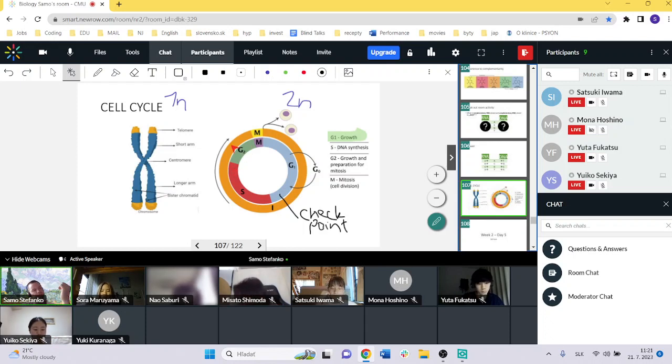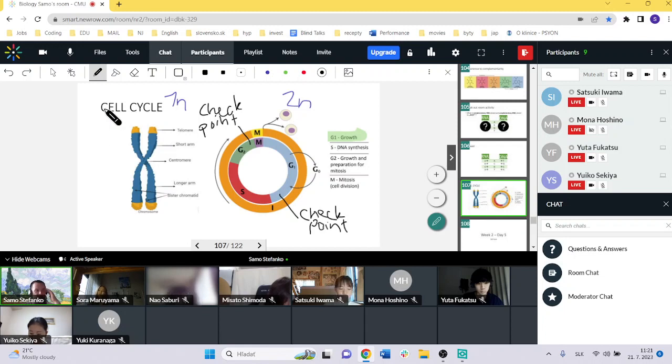So during the G2, the cell itself is still preparing for mitosis. So as you mentioned, synthesis of proteins, also multiplying the amount of organelles in order to have a sufficient amount of organelles in both of the daughter cells. And what is necessary to mention additionally, there is another checkpoint. Here we have another checkpoint where the cell checks herself.